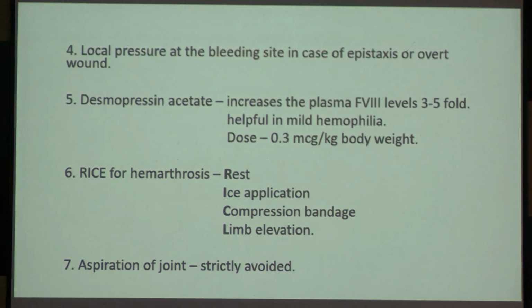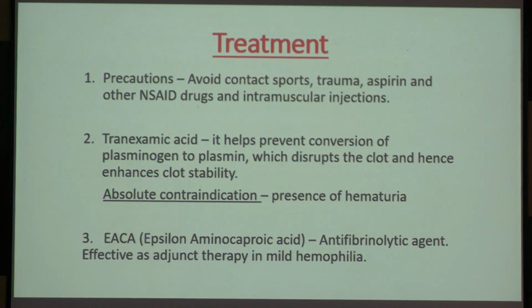This plasmin disrupts the clot. So, tranexamic acid inhibits formation of plasmin. But there is one absolute contraindication for prescribing tranexamic acid, that is presence of hematuria, because the ureter will be blocked. So, we will not give tranexamic acid if there is associated hematuria.